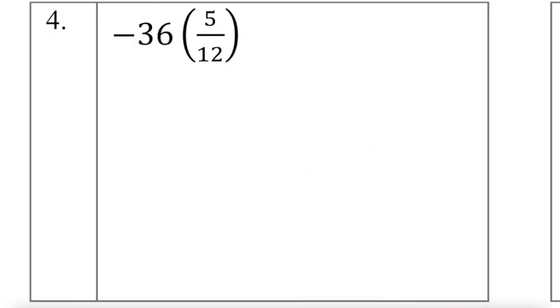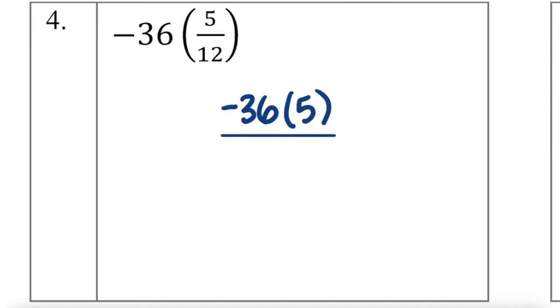Uh-oh, a negative. That's okay. We're just going to bring that negative with us. Let's start by putting that negative in the numerator. Negative 36 times 5 divided by 12.